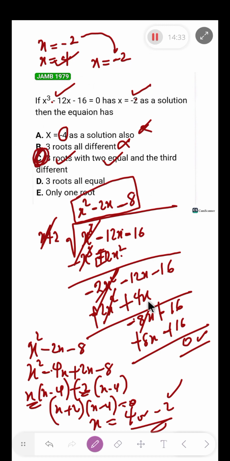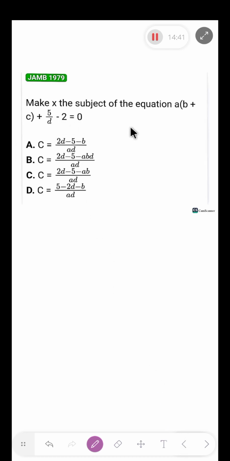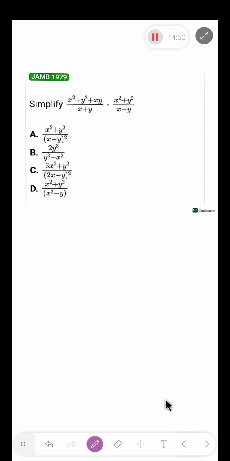Okay. Next question. Solve this simultaneous equation. So I believe you know how to do that. This is very simple. Make x the subject of the formula. In this case, okay, there's no x. So, I don't know. Make C the subject rather. Maybe they made a mistake. Simplify this expression.